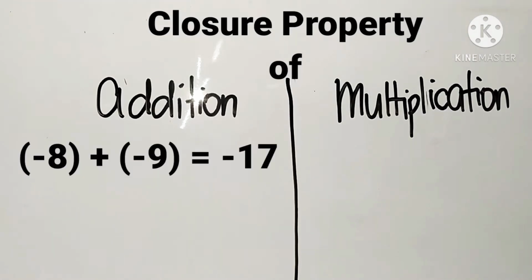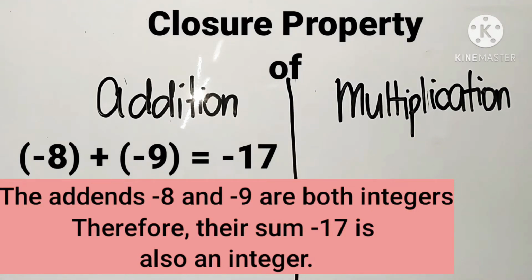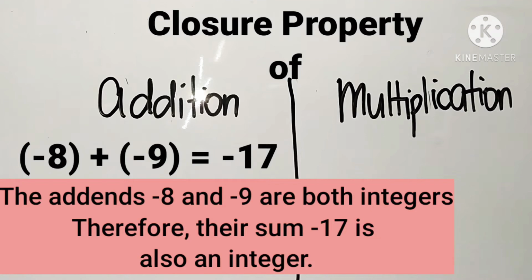Another example, negative 8 plus negative 9 is equal to negative 17. Negative 8 and negative 9 are both negative integers, which makes their sum, negative 17, also a negative integer.